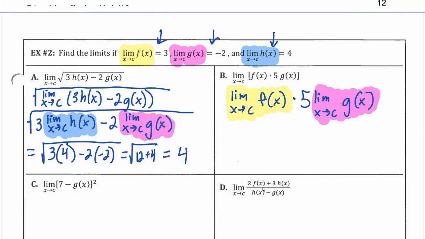So I know that that limit of f of x is 3, I know that I have 5, and I know that g of x is negative 2. So then I can go ahead and multiply those two together. 3 times 5 is 15, times negative 2 is going to be negative 30.